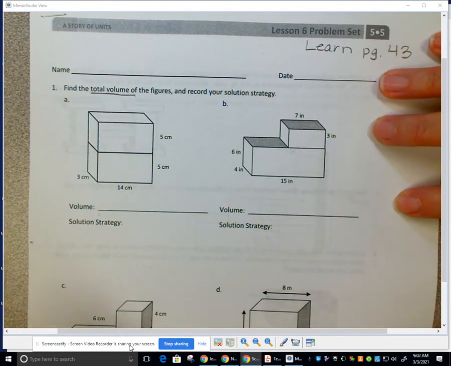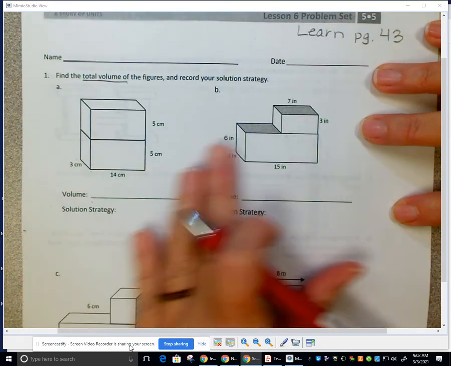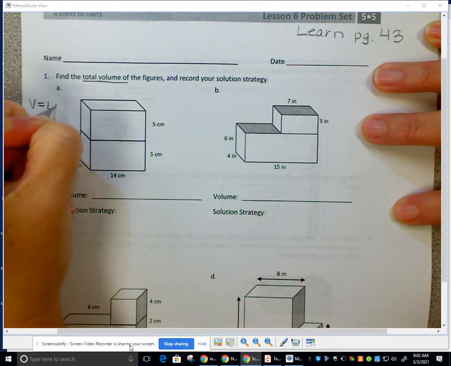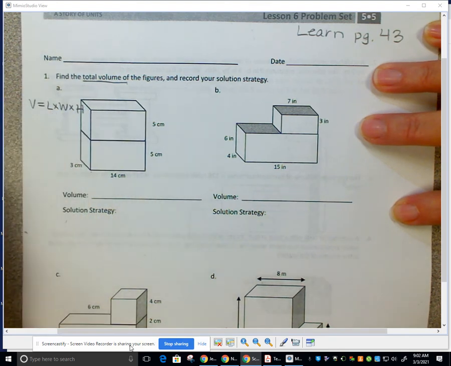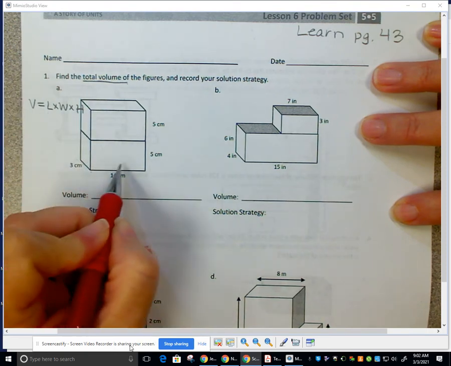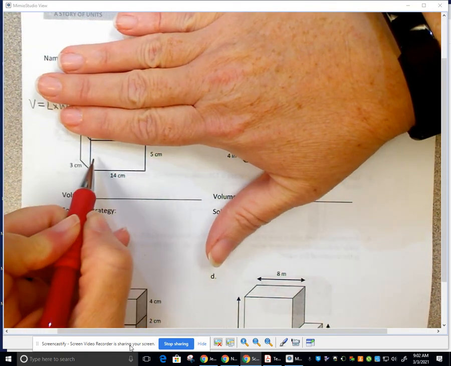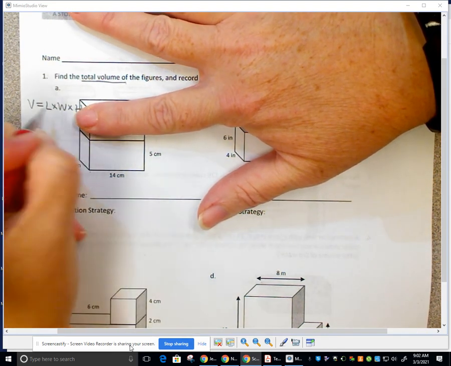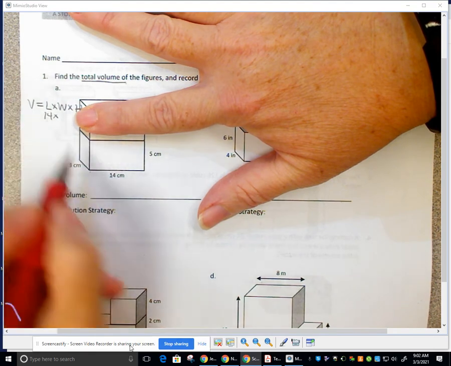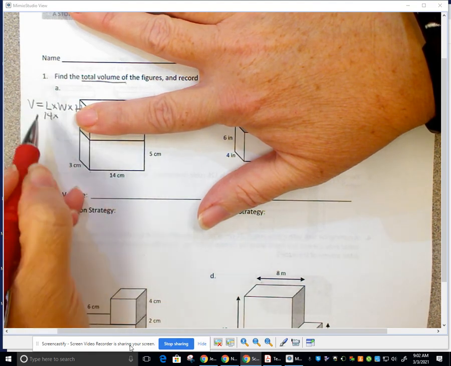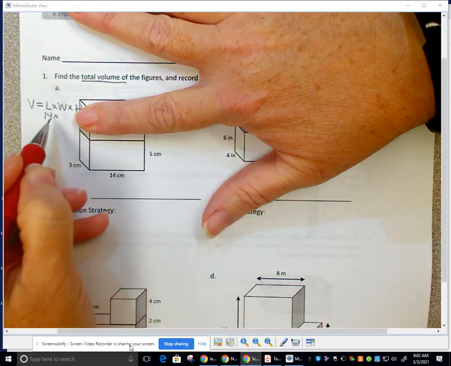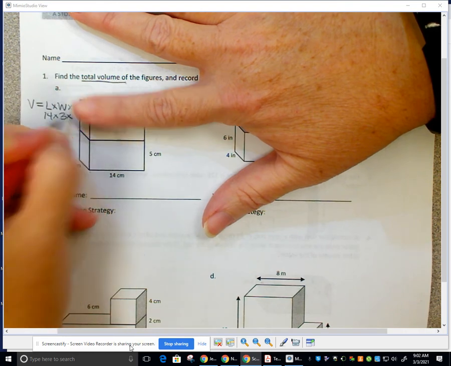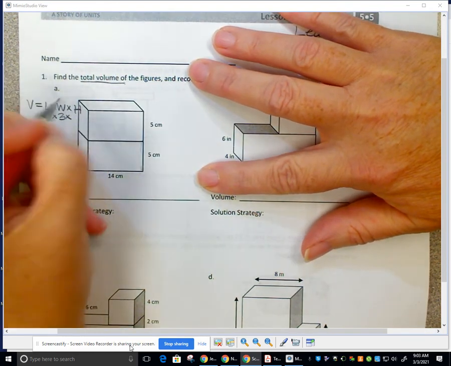And always, when I'm finding volume, I want to start with the formula. So I'm going to say volume equals length times width times height. Okay? Now, let's focus on this part. I want this to be my length. So that's 14. And I'm not going to worry about putting centimeters or anything with it right now. I'll wait and use that in my final answer. My width, right here, 3. And my height is from here to here is 5.